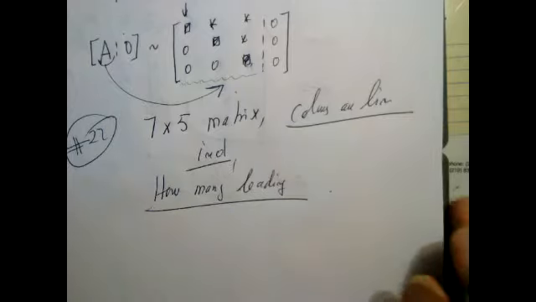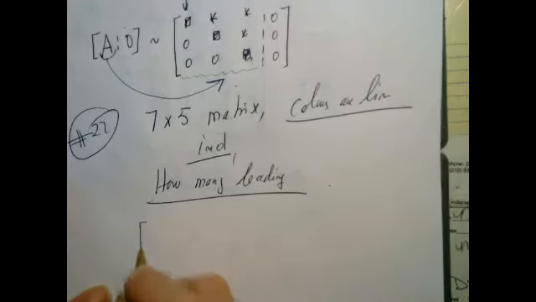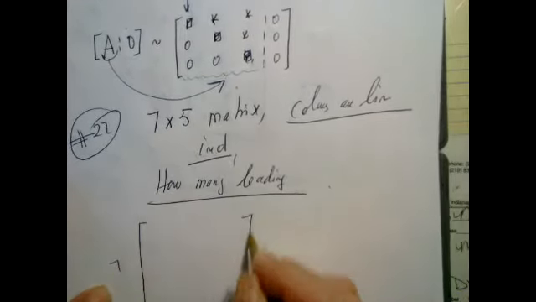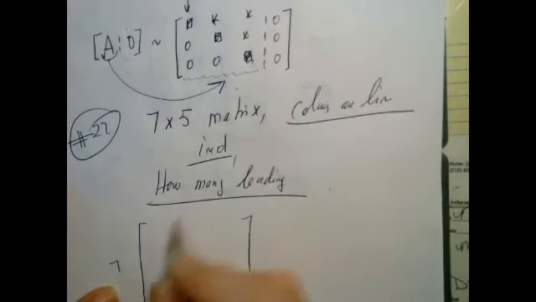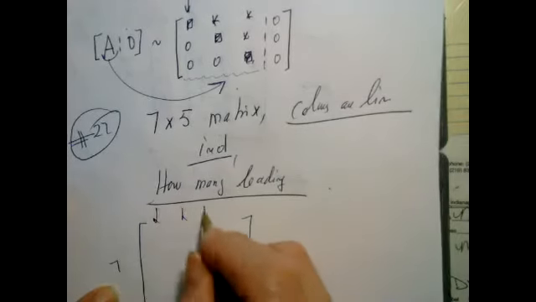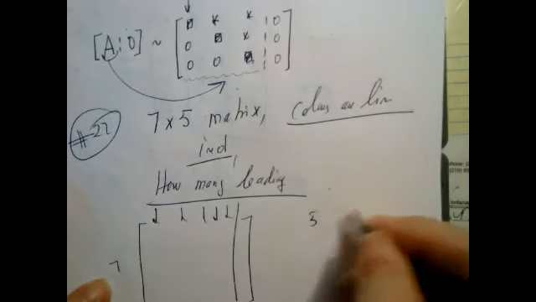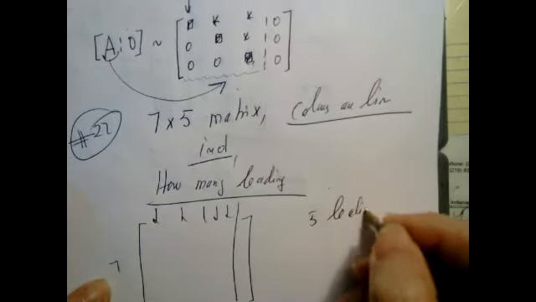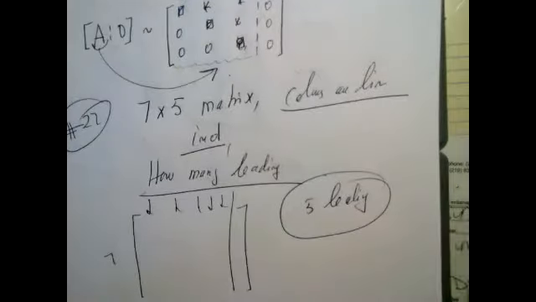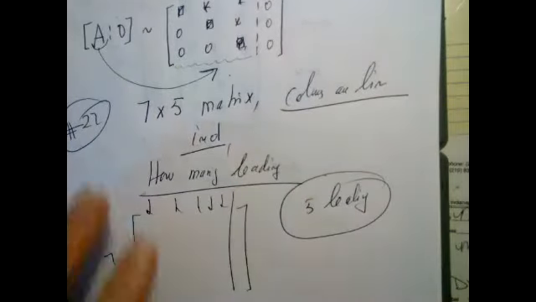7 by 5. How many leading entries? I need a leading entry in each one of the columns. That's the only way I can guarantee linear independence. I have to have 5 leading entries. So that's really the picture that you should have. All right, so these are some of the questions for linear independence.